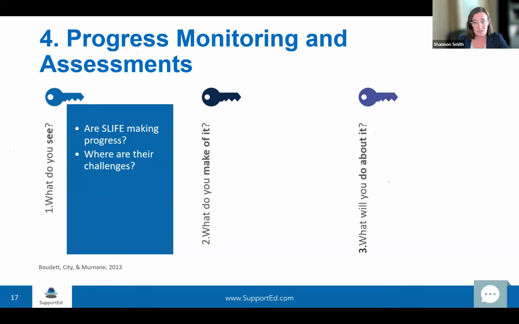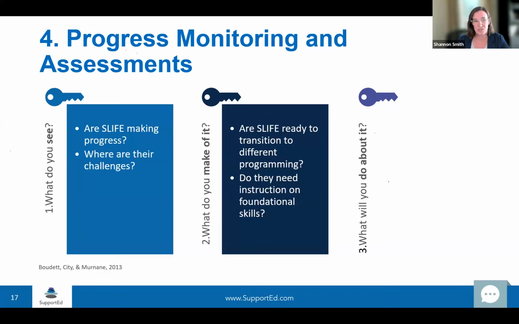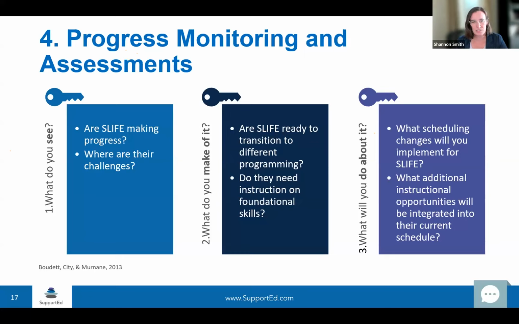Are there challenges? What are we making of it? Are they ready to transition to different programming? Or do I need to slow down? Is there other instruction on foundational skills that we need to do? So those are some of the pieces that, as we're going along, we're applying the same framework with our SLIFE. And then finally, what do I do about it? Do I make the schedule changes? Are they ready to leave maybe that newcomer program for a different program model? Or do they need to stay a little bit longer and maybe need some additional supports that can be integrated into their current schedule?